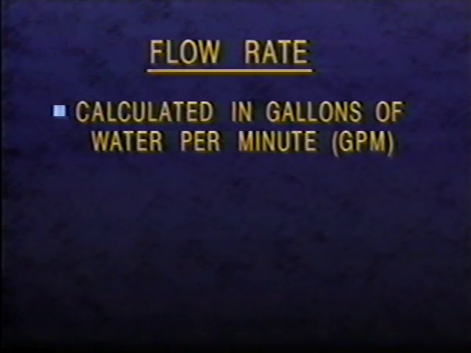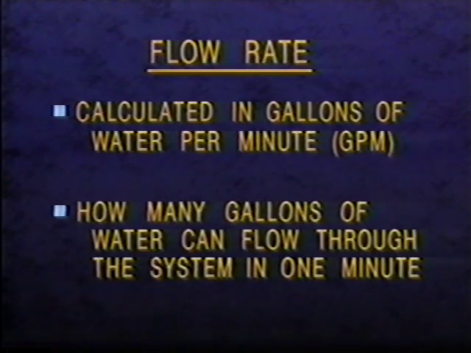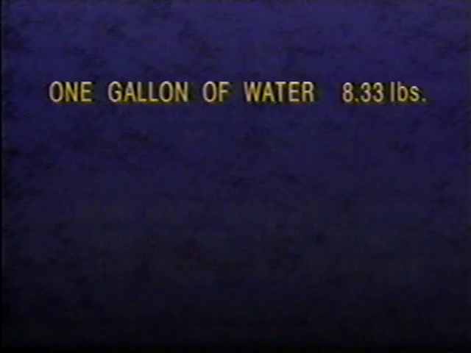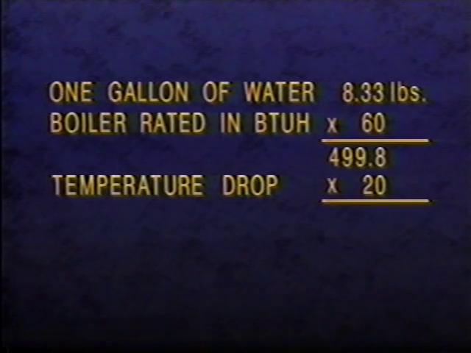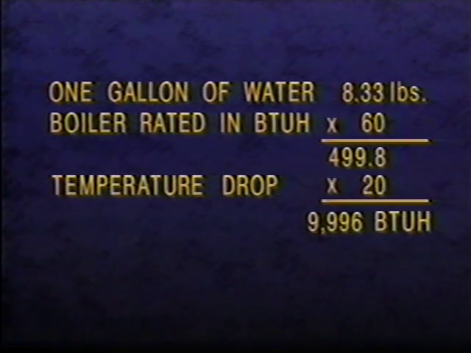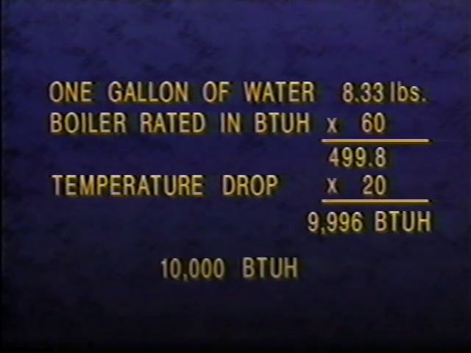The flow rate of a hydronic system is calculated in gallons of water per minute, or GPM. In other words, how many gallons of water can move or flow through the system in 1 minute? To start with, a gallon of water weighs approximately 8.33 pounds. Since a boiler is rated in BTUHs, or BTUs per hour, we use 60 minutes as a factor. By multiplying the 8.33 pounds times 60 minutes times the 20-degree system temperature drop, you arrive at 9,996, or rounded to 10,000 BTUH.